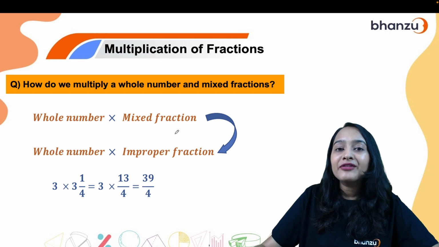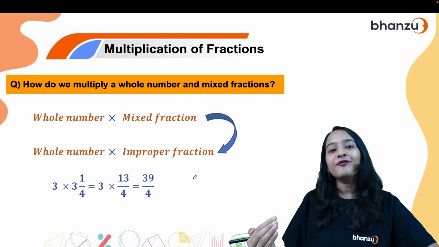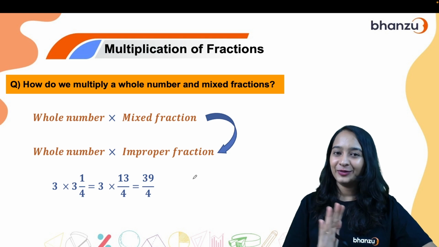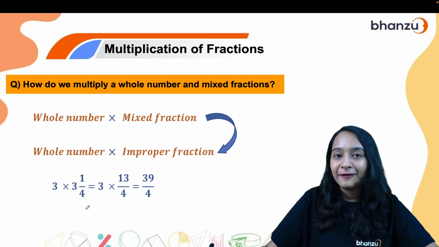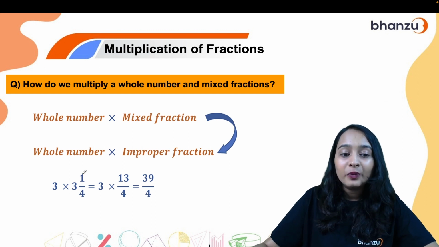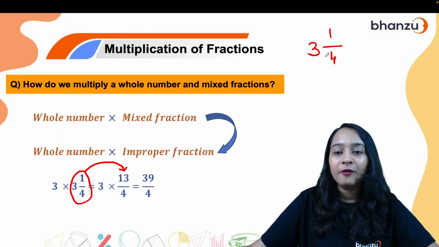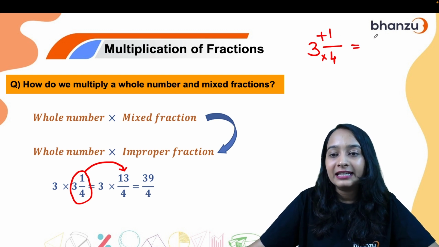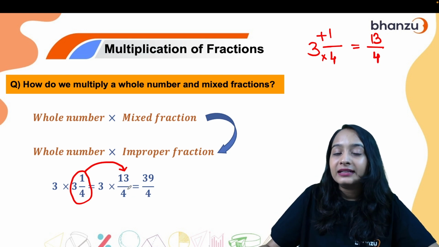That's it. Let us see how we can multiply a whole number and a mixed fraction. Whenever you have a mixed fraction, convert that into an improper fraction. Then follow the same rule. Multiply the whole number with the numerator, keeping the denominator as it is. For example, 3 multiplied with 3 1 by 4. So the first step is converting this 3 1 by 4 into an improper fraction. 3 multiplied with 4, 12, 12 plus 1, 13. So 13 by 4. So we are multiplying 3 with 13 by 4.